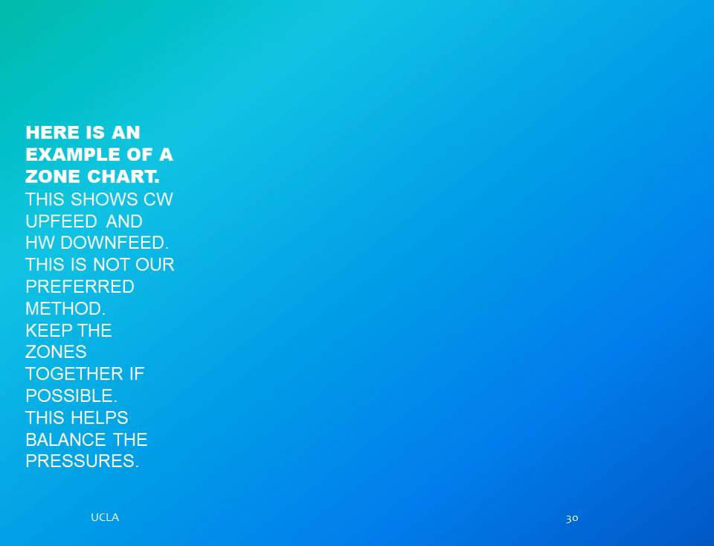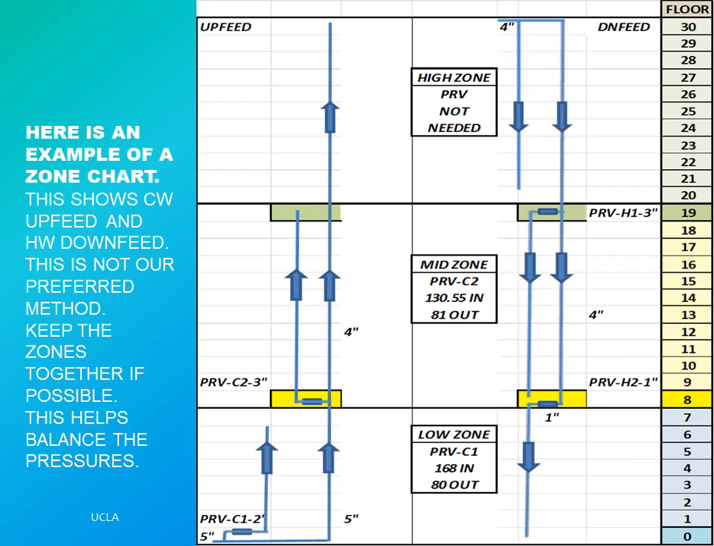Here's an example of a zone chart. This shows cold water upfeed, hot water downfeed. This is not a preferred method. Try to keep the hot and cold water zones together if possible. This helps balance the pressures and can alleviate some problems that we've seen in the field, where theoretically the pressures are going to balance, but anomalies can develop.